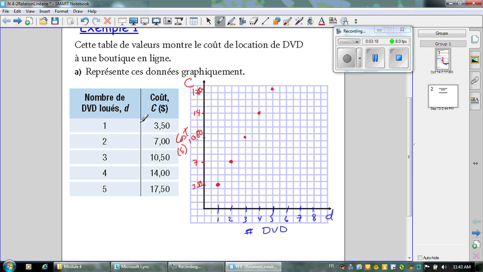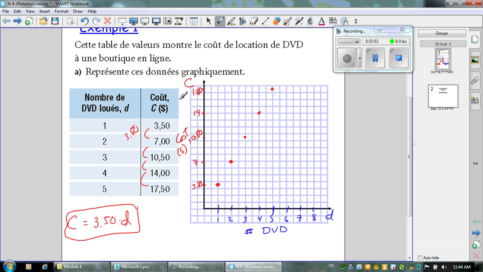Second question, what would be the equation of this? Well, the equation would be your jumps. So here my jumps are a constant jump every time of 3.50. So that's my multiplicative factor. So the cost is equal to the jumps, which is 3.50, multiplied by the number of DVDs. So that would be my equation. And it makes sense because my cost is determined by the number of DVDs multiplied by 3.50.